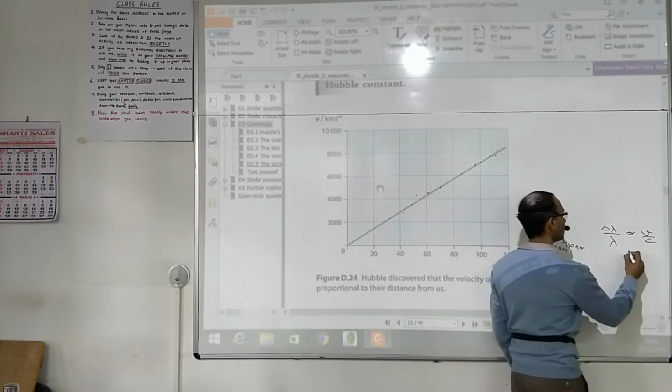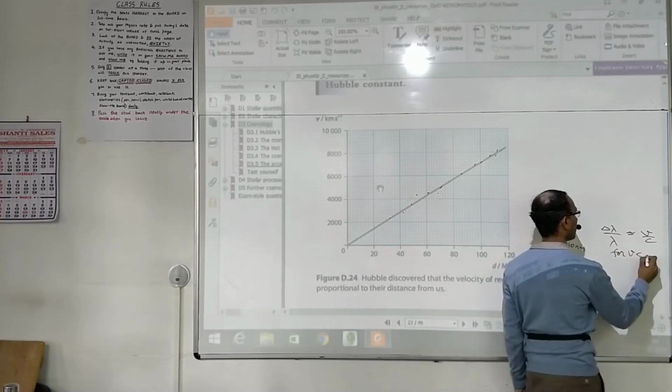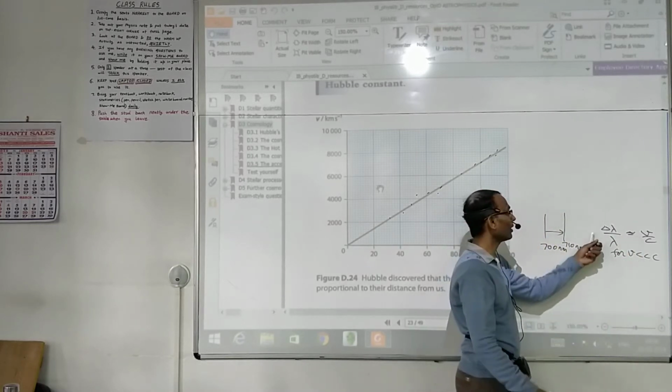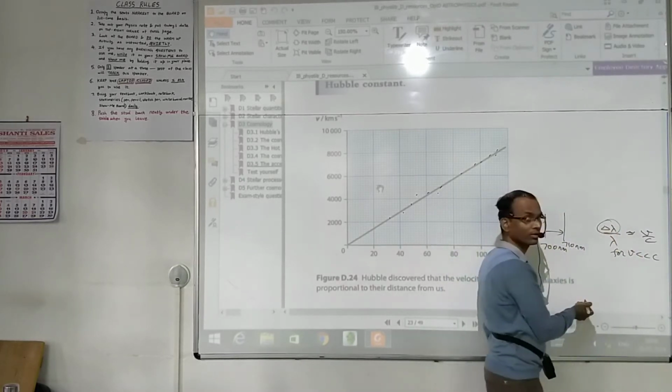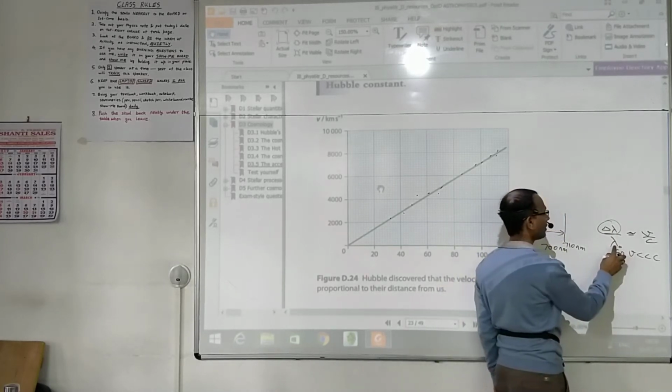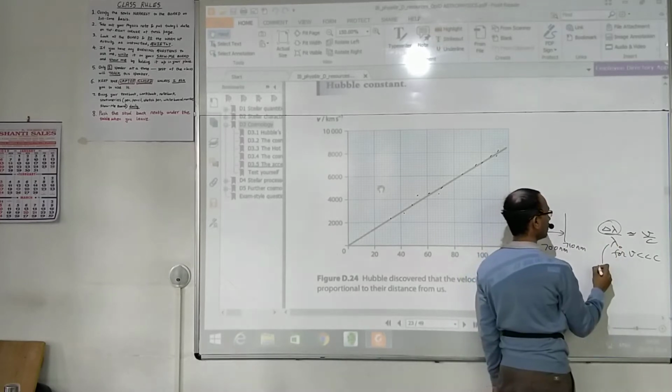So for V much less than C, this relation holds. This delta lambda is actually the shift in wavelength. So that means, or let's call this lambda naught. Lambda naught is the source wavelength.